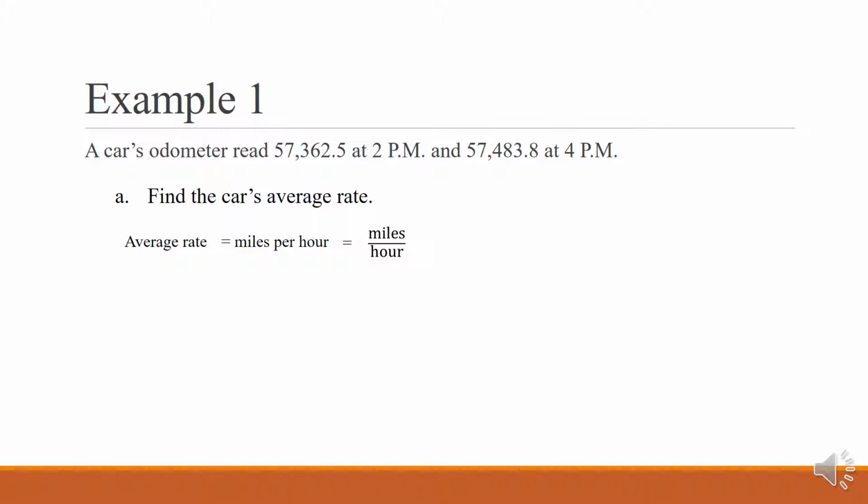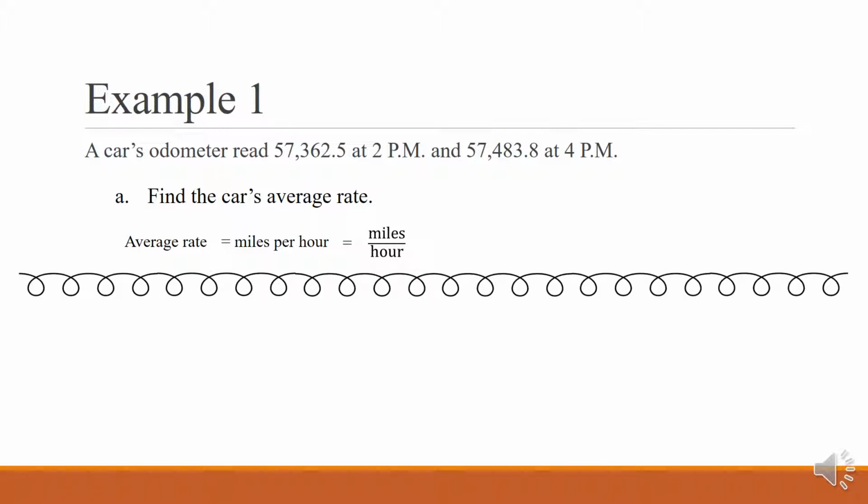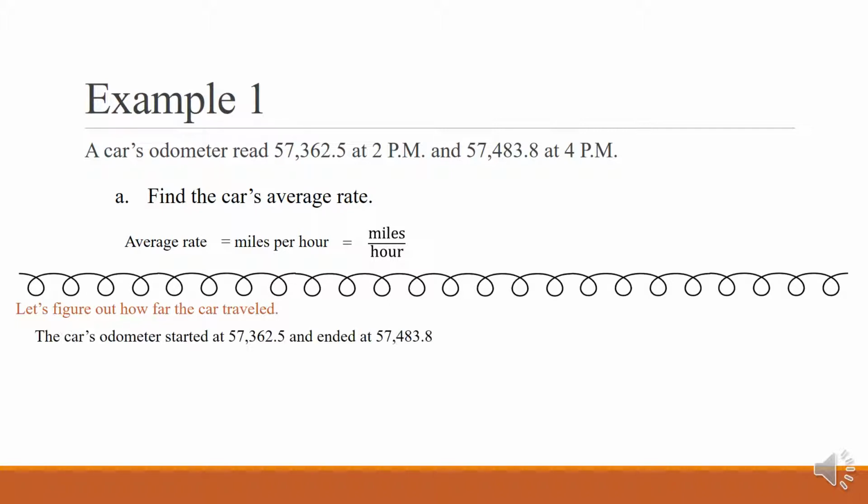So we're going to look at how many miles they traveled divided by how many hours they spent traveling. All right, so let's do some calculations. Let's figure out how far the car traveled. To figure this out, we're just going to take our odometer readings and subtract them. The car's odometer started at 57,362.5 and ended at 57,483.8. So you're going to take the bigger number and subtract the smaller number. Bigger number minus smaller number gives you 121.3 miles. Go ahead and pause the video and you can check this on your own calculator.